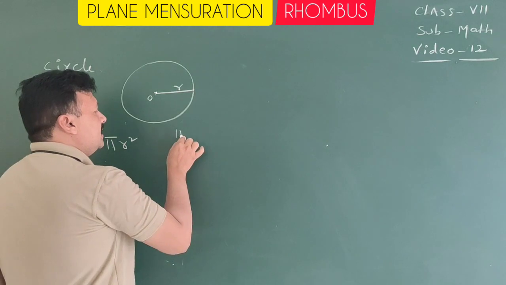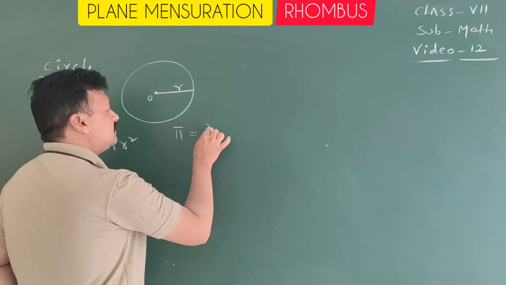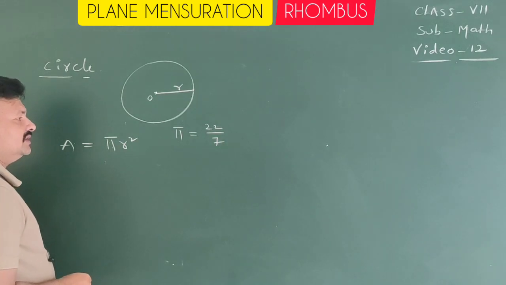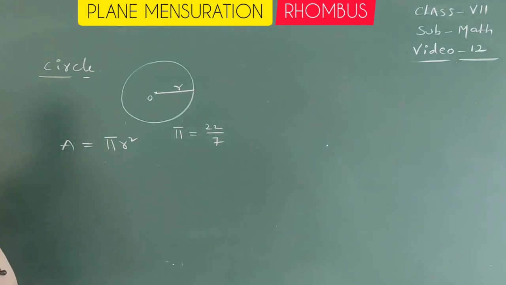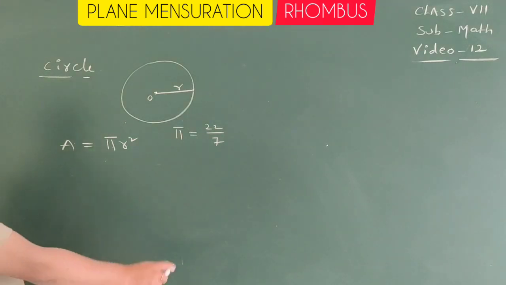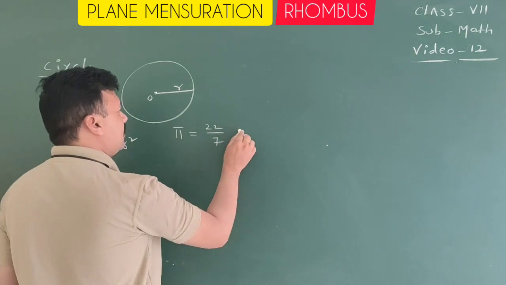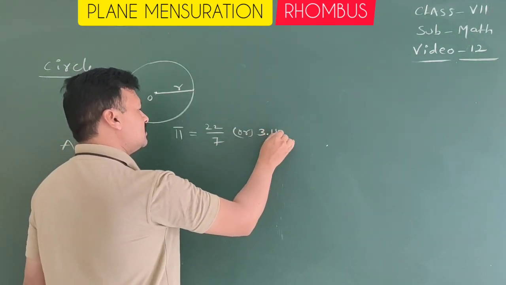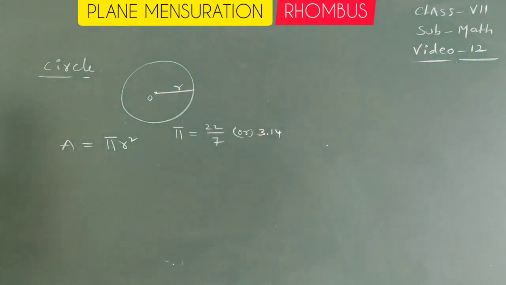Pi is the relation between circumference and diameter. Here pi equals 22/7 or 3.14. It's a constant. Pi is a constant which measures 22/7 or 3.14.